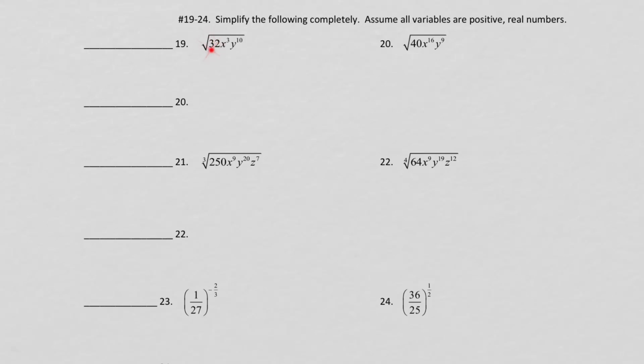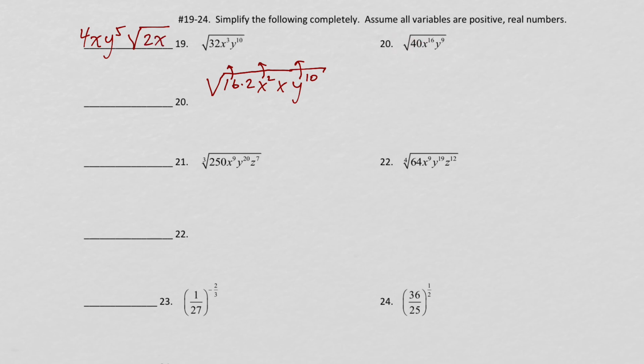Okay, 32 is 16 times 2. You can use a factor tree, but I know 16 is a perfect square, so I'll write it like that. And then x to the 3 I'll write as x to the 2 times x, and y to the 10 is fine the way it is. I square root the 16 and we get 4. I take this out and I get x to the 1, and I take this out and we get y to the 5. And then we're multiplying by the square root of the 2 and the x that couldn't come out.